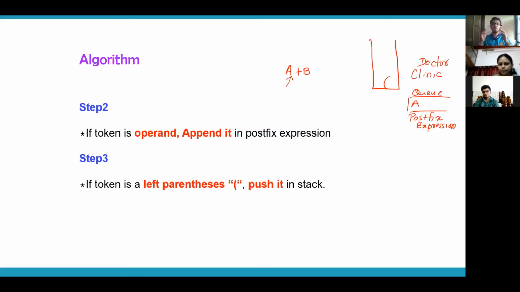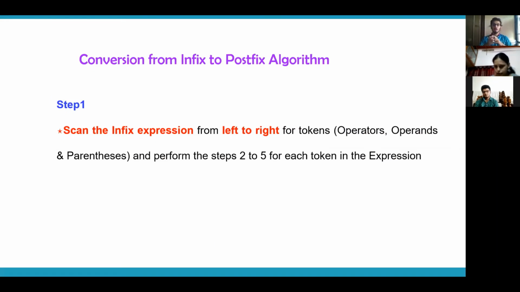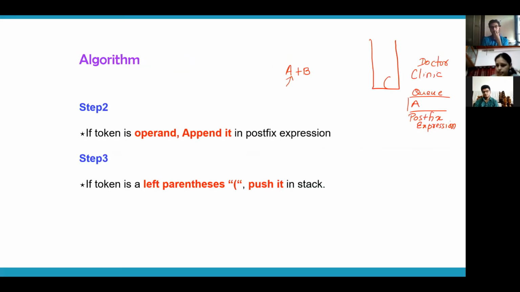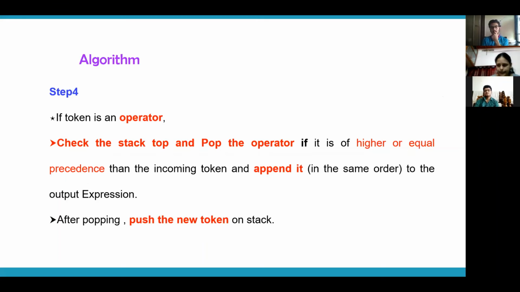So what is our first step? First step is you have to scan your expression from left to right. You have to check whether the incoming person is an operator, operand or parenthesis. If it is an operand, that means A, B or 1, 2, 3 type of thing, you will directly put it in the output queue. Now if it is a left parenthesis, you will push it inside the stack. Now if it is an operator, what will you do? You will go and check the person on the top of the stack. If the top of the stack has higher importance or equal importance, then he would not like to be entertained along with this person.